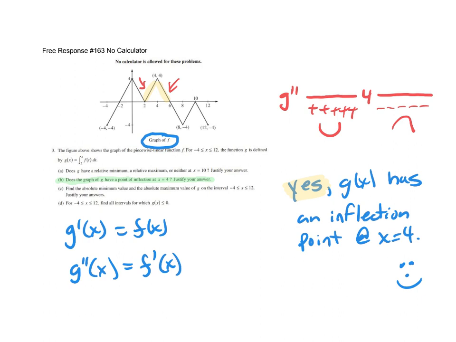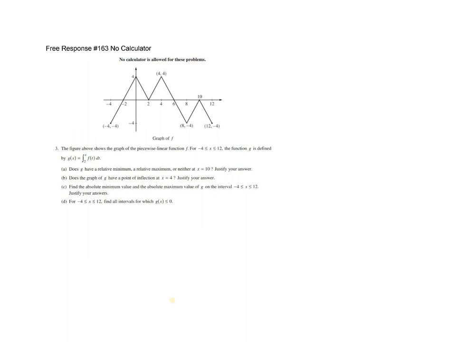All right, I think that's good for B. Let's take a look at C on the next slide. Okay, so letter C is asking us to find the absolute min and absolute maximum values of g on the closed interval -4 to 2, and of course we have to justify our answers.